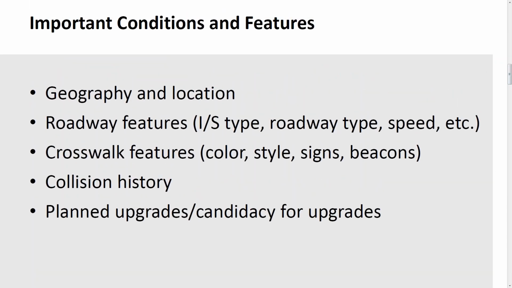All right, so some of the important features and conditions, and you'll see some of these in the actual tool, but just an overview of the types of characteristics that we are cataloging. The basic information about where the crosswalks are, their geography, the neighborhoods, the streets, the intersections, and then some of the features of the roadway, the types of intersections, whether it's a T or a jog or a mid-block, the type of roadway, is it an arterial, a collector, a local street, what's the posted speed limit, and other things like that.